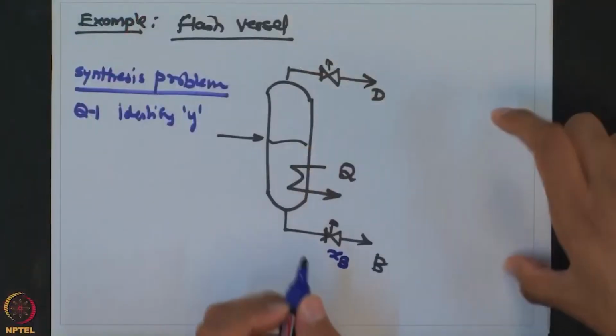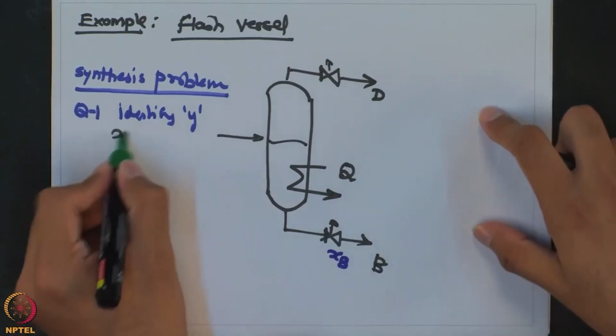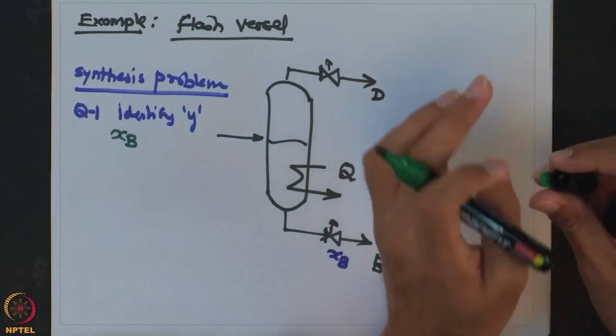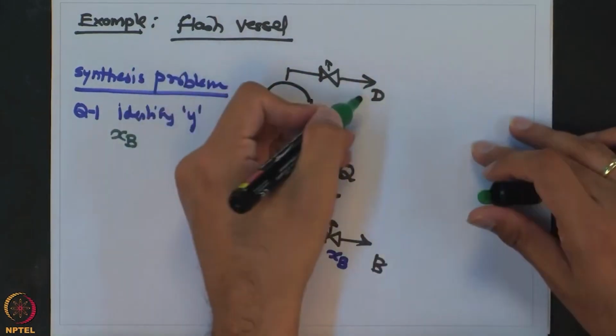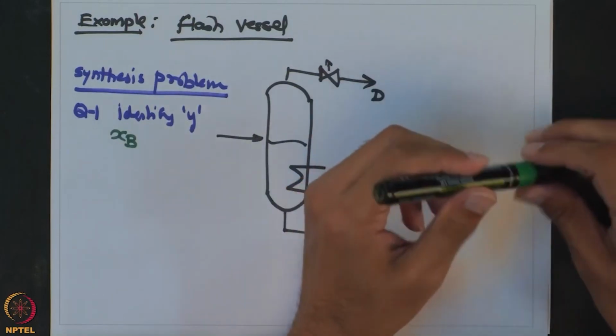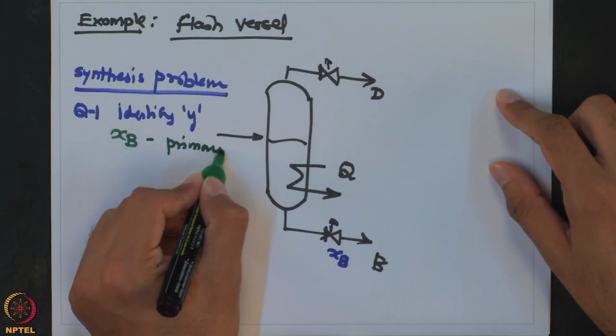Typically that is represented by what you get as the base purity. So, the primary controlled variable here is the purity at the bottom stream. It may also in certain cases be the purity at the vapor stream. So, this is the primary controlled variable.